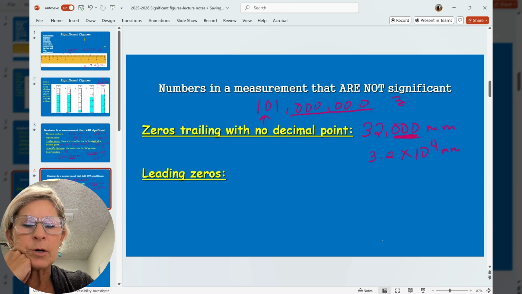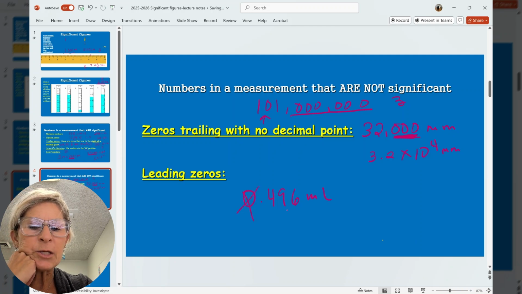Leading zeros are not significant. So if I have a number like 0.496 milliliters, this is leading into a decimal. Okay, so he's not significant. So this would have 3 sig figs.